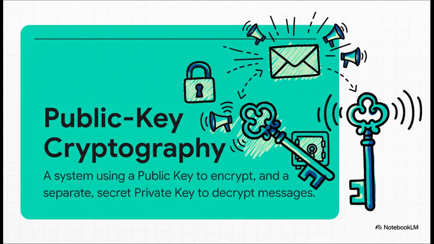Imagine I generate a pair of keys that are mathematically linked. One of them, my private key, I guard with my life. I never, ever share it. But the other one, the public key, I can shout it from the rooftops. I can post it on a billboard. You can use my public key to lock or encrypt a message and send it to me. But here's the magic. Once it's locked with my public key, the only thing in the universe that can unlock it is my matching secret private key.